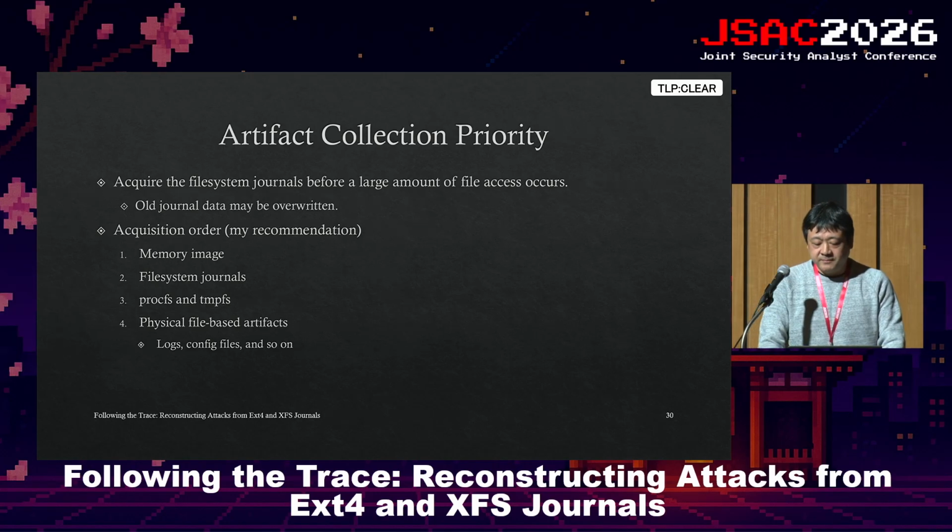First of all, collect the memory image, which changes most easily. Next, collect the file system journal. After that, save the data in procfs and tmpfs, which are only stored in memory. And lastly, collect the usual file artifacts.